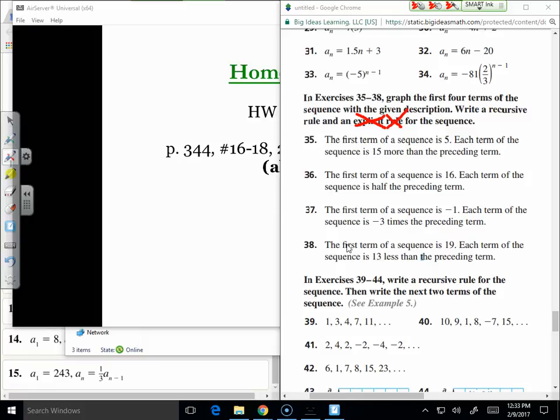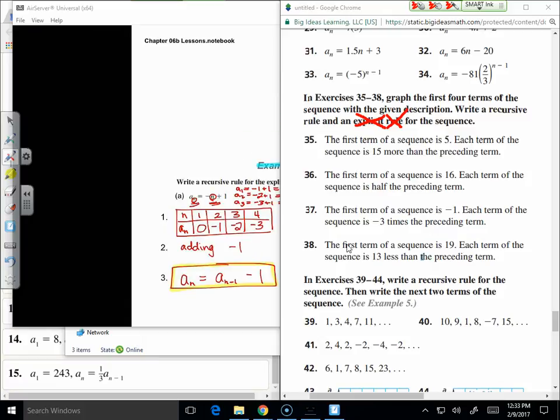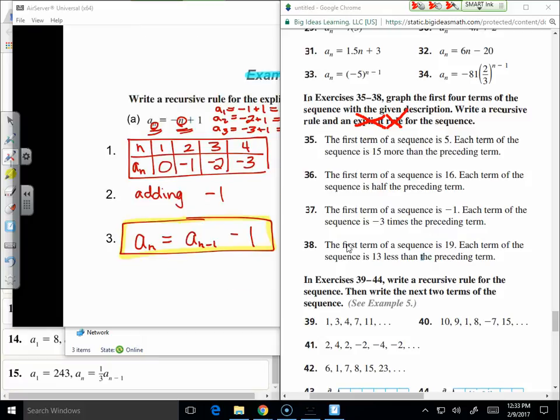Everything else. I think he said. Yeah, he did. Explicit is like this. Explicit is this. I say you don't have to find that one. Find these.